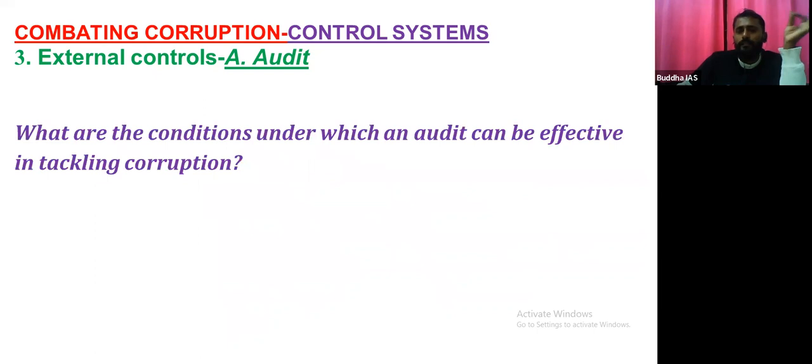What are the conditions under which audit can be effective in tackling corruption? Please go ahead. Just think, however wrong it may be. Just in 30 seconds, you have to answer this. Or if you don't answer, it doesn't matter. Take a rough sheet and just write. How can we make auditing effective? Now you know the meaning of audit. How can we make audit effective? You can take the precise thing as to CAG.